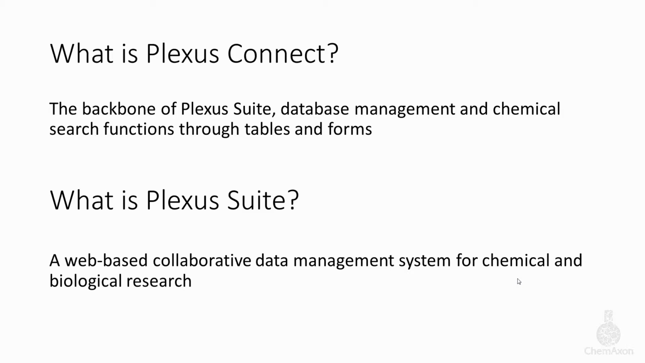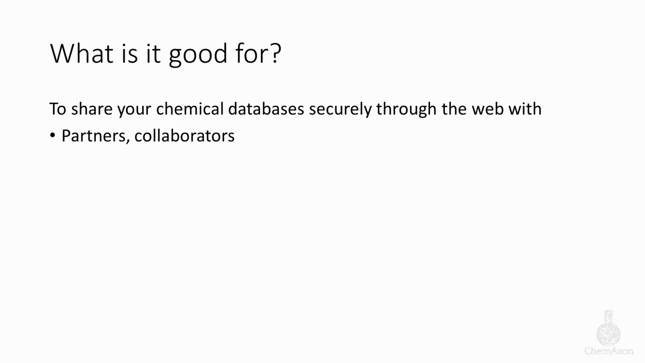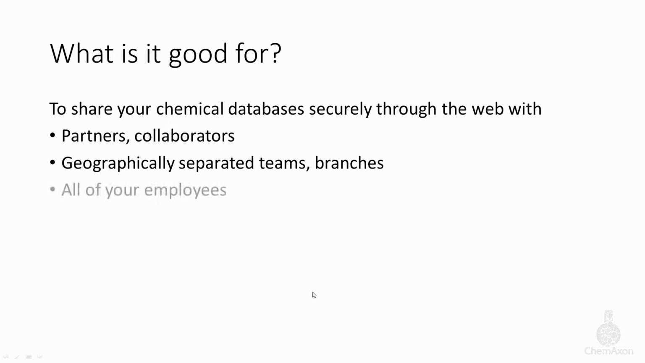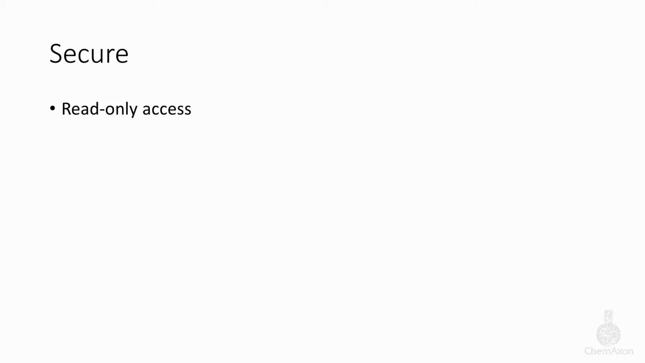It is ideal for sharing information with contractors, collaborating partners, remote teams, sites around the globe, or even on-site users, for example, all of your employees, or really anyone you want. Administrators certainly have full control over security. Plexus Connect can provide read-only access to tables or forms. But it is also possible to control who can access which forms. Some forms will be available for every user, others only for a certain group of users.